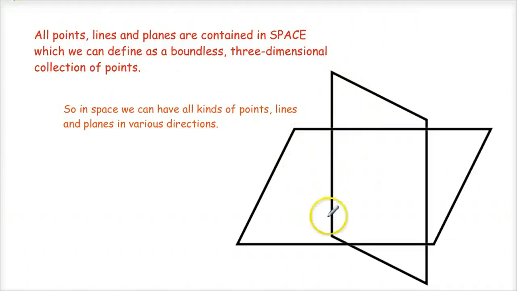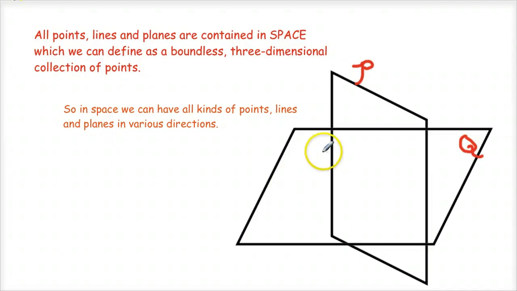So this is going straight up and down. This is supposed to be flat going across. And so there's all kinds of things that can be on these two different planes. So let's refer to this as plane P, and we'll refer to this as plane Q. And then I can have points and lines intersecting all over the place.